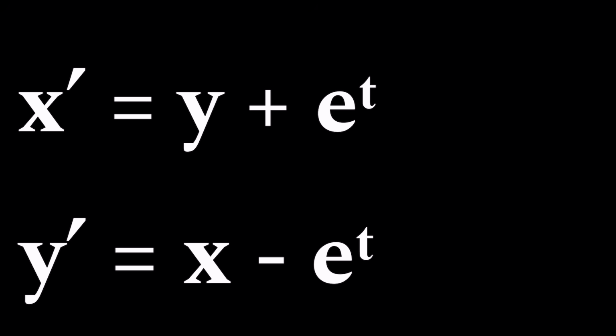Great, so let's go ahead and see how we can solve this problem in two ways. So first method, I'm going to start with the first equation, x prime equals y plus e to the power t. I'm going to go ahead and differentiate this. My goal is to get y prime and then substitute.